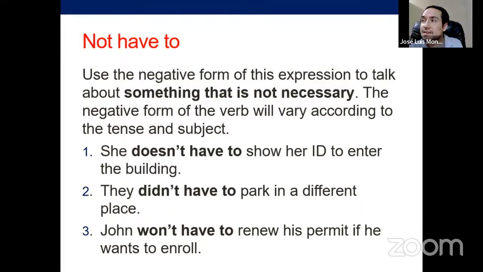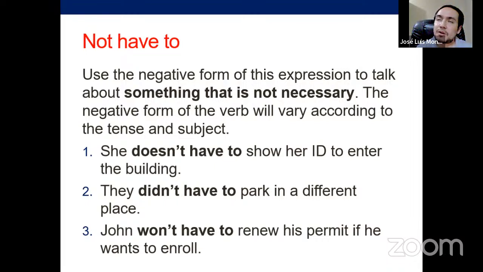Now, if it's a negative, it is not going to be a necessity. Actually, it's not necessary. It is not going to be an obligation. It is only going to be not necessary. You don't have to do it, but it's not a prohibition. There is no consequence if you don't do this. So: She doesn't have to show her ID to enter the building. If she wants, she can show her ID, but that's not necessary.